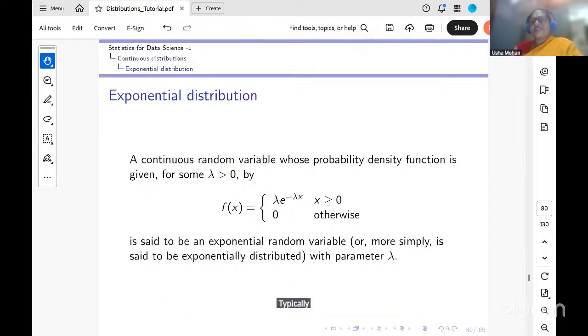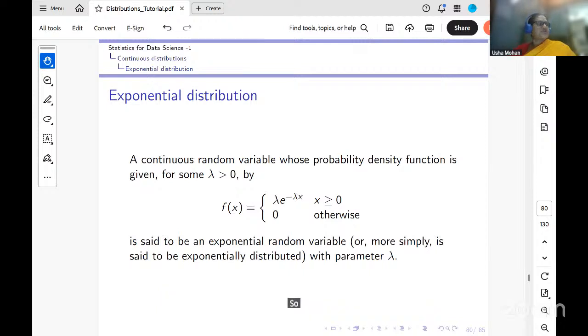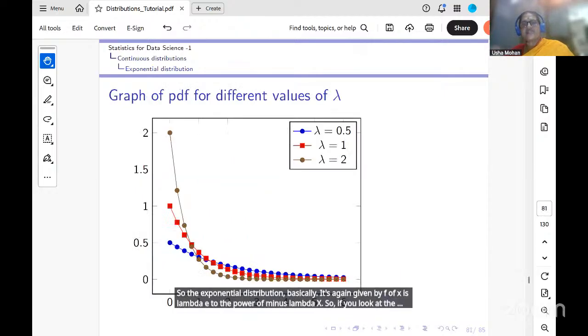Typically, the exponential distribution is used when you are trying to model inter-arrival times or service times in queues and all of that. Then you use what is called the exponential distribution. So the exponential distribution is given by f of x equals lambda e to the power of minus lambda x. If you look at the shape of the distribution, you can see how it looks for different values of x.